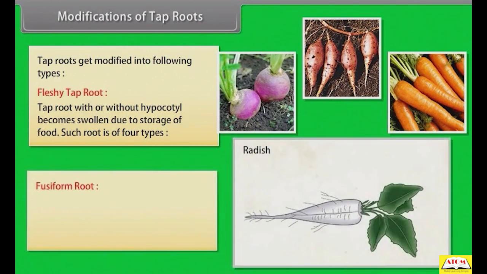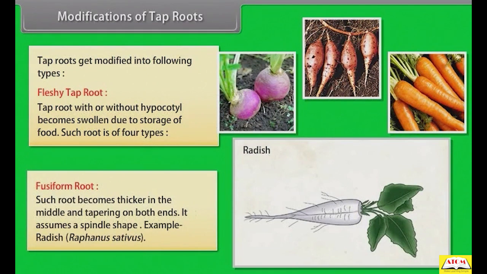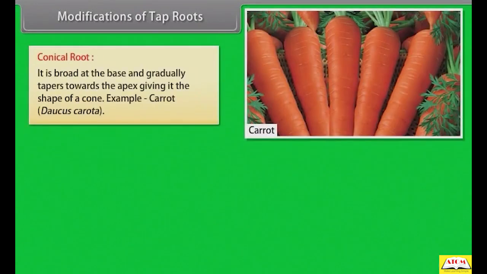Fusiform root. Such root becomes thicker in the middle and tapering on both ends. It assumes a spindle shape. Example, radish, Raphanus sativus. Conical root. It is broad at the base and gradually tapers towards the apex, giving it the shape of a cone. Example, carrot.